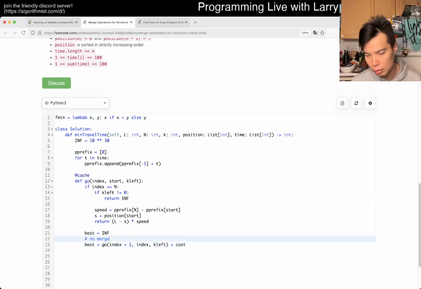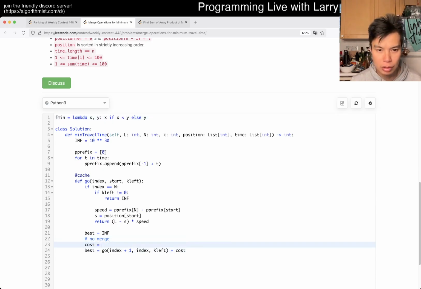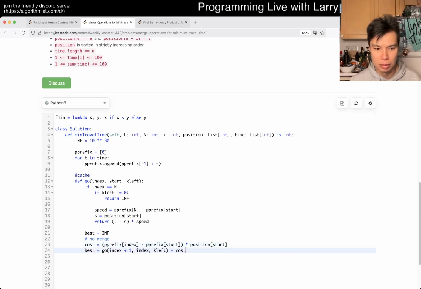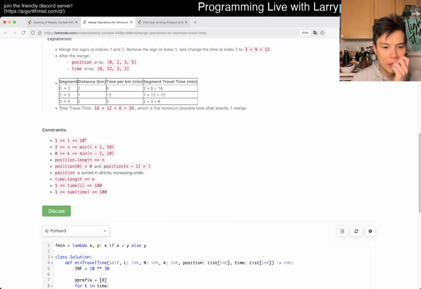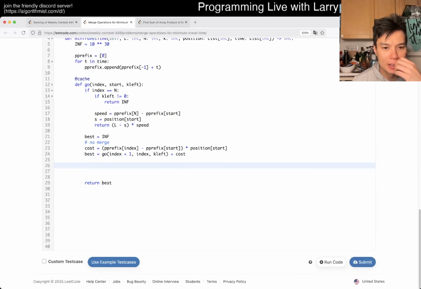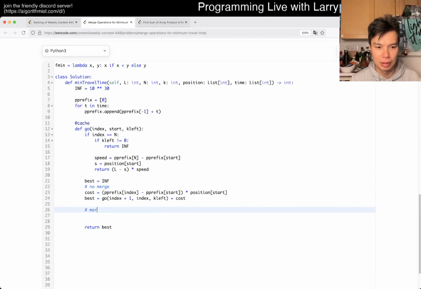So cost, right, so what's the cost? Cost is equal to, same thing really. So we go up to the index in time, we go from the start, just by definition, right? And then we times it by position of start. And that should be good for the no merge. I do want to point it out real quick just to see. But okay, fine. I just finish it.